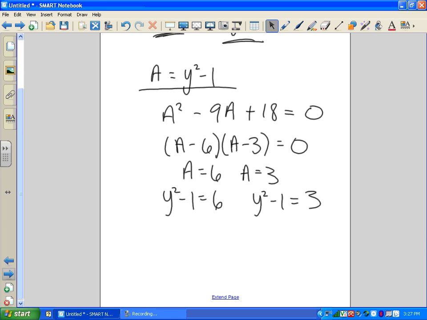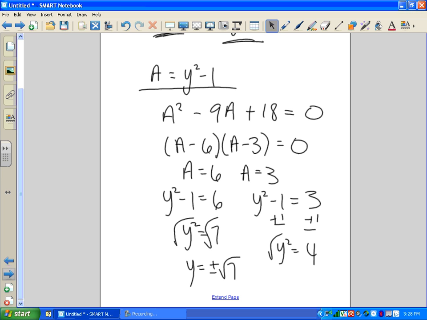And so I'm going to add 1 to both sides here. That's going to give me y squared equals 7. And then take the square root of both sides. So we get y equals plus or minus square root of 7. That won't simplify. Add 1 to both sides here. That's going to give me 4. And then take the square root of both sides there. Square root of 4 is going to give me plus or minus 2. So notice that's 4 solutions there.